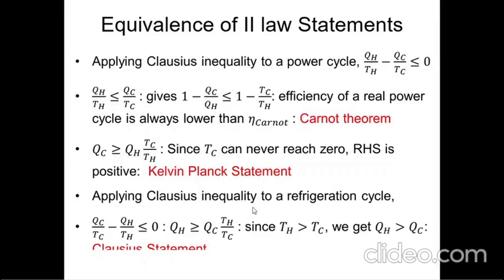And the Clausius inequality, when it's applied to a refrigeration or a heat pump cycle, this gets reversed. So you get QC by TC minus QH by TH is less than 0. And this basically, since QH is greater than QC, means there should be a work input. And that is the Clausius statement.